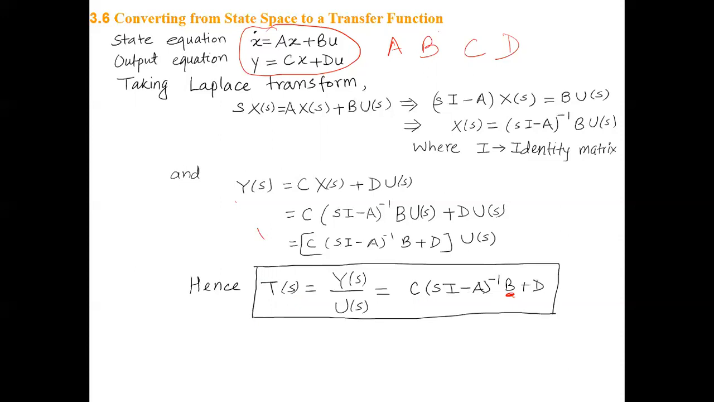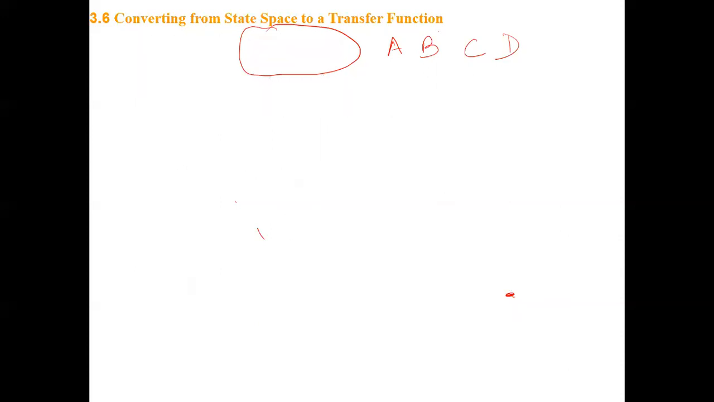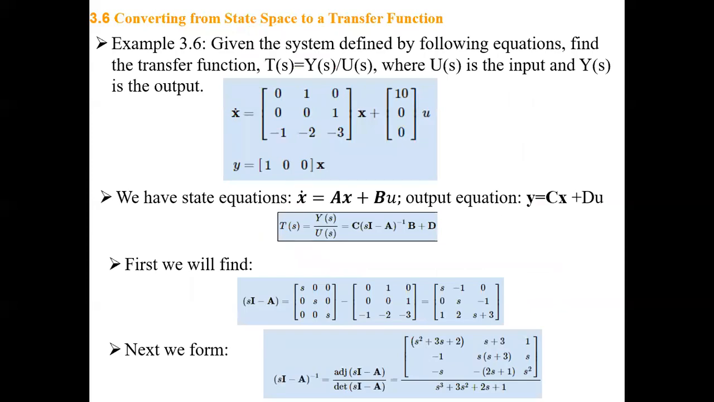Right, so far so good, or is there any question, confusion? So far, so good. Okay, very good. Now, let's do the one problem. So then I think that will clarify everything.